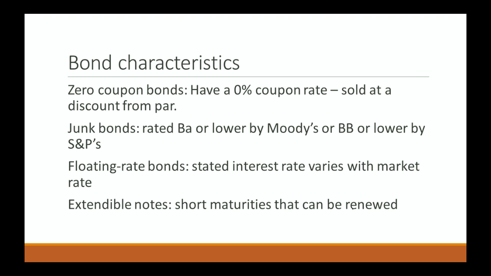Junk bonds are bonds that are rated BA or BB or lower. Floating rate bonds have stated interest rates that vary with market rates. And extendable notes are bonds with short maturities that have the option to be renewed.